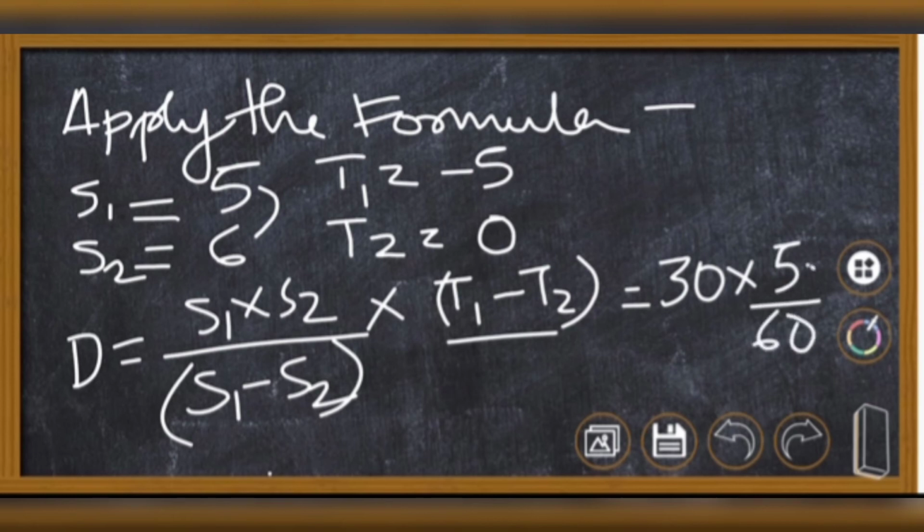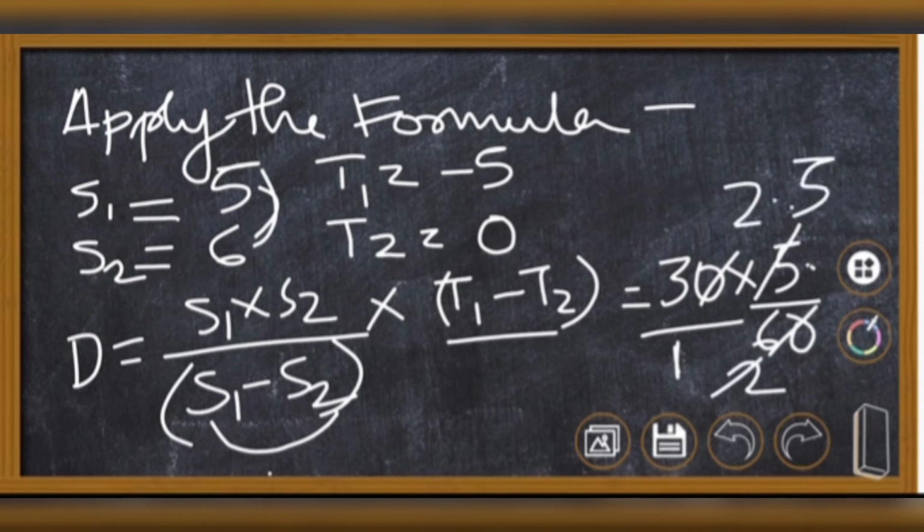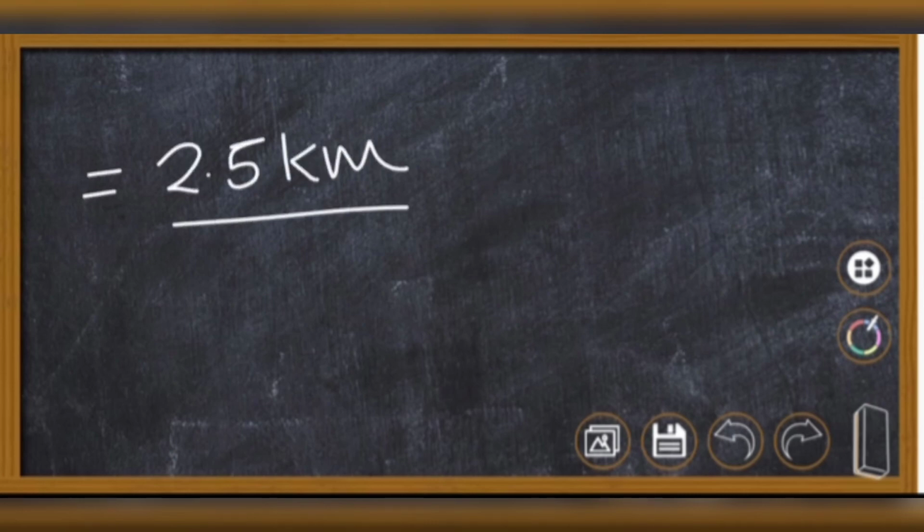So it's this 5 minutes, so 5 by 60 hours. S1 minus S2 is equal to 6 minus 5, that gives you 1. So it gets cancelled by 2, then 2.5. Okay. So the distance is 2.5 km. By directly substituting the values into the equation, we can save time.